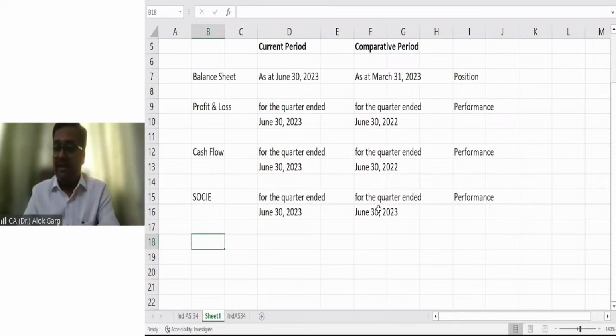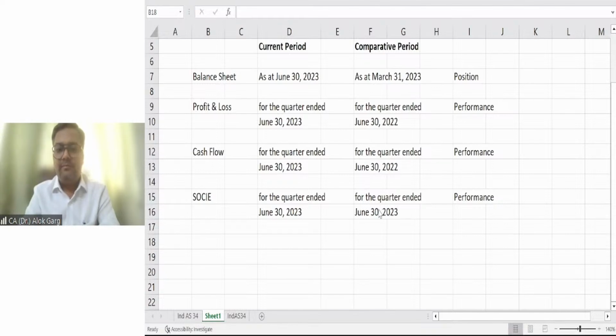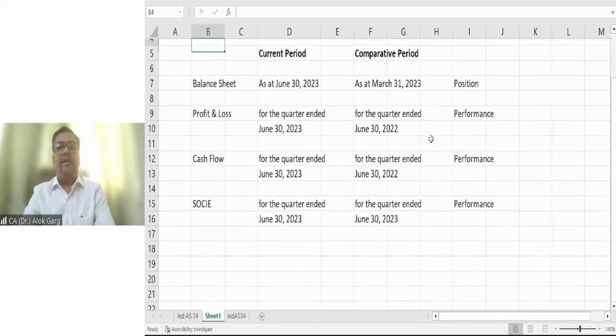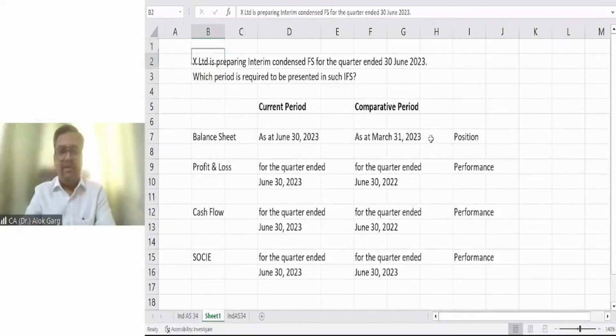Is that clear? Is that clear, guys? Tanisha, are you clear? Okay. I hope it is clear to all of you, friends. I hope it is clear.